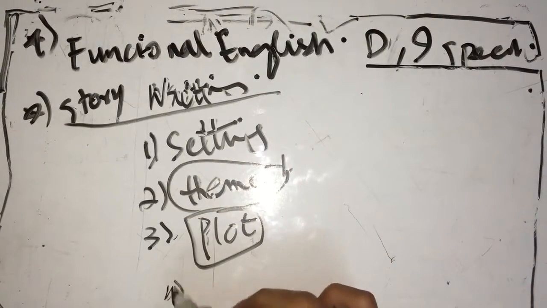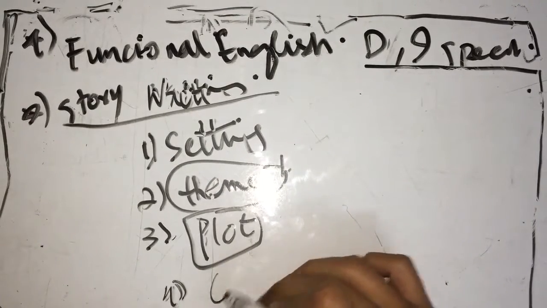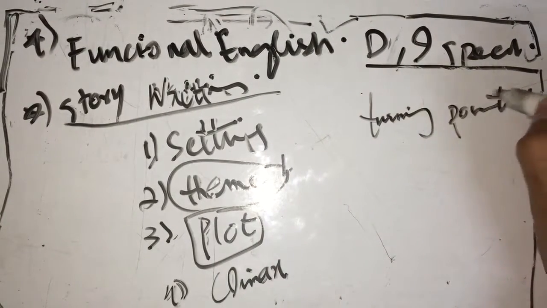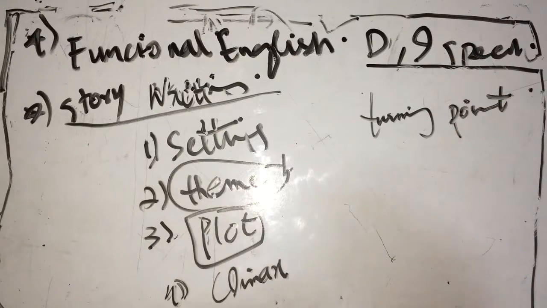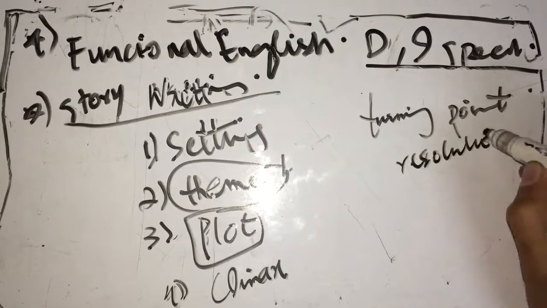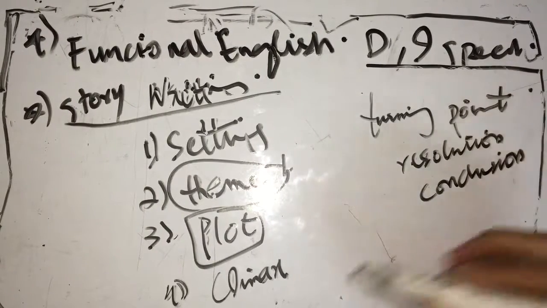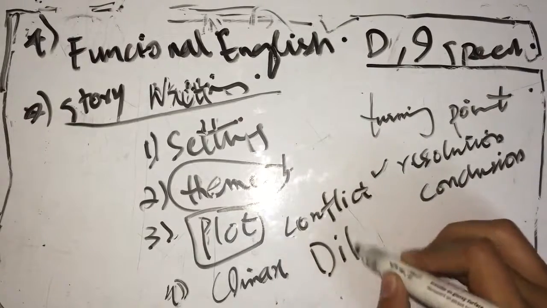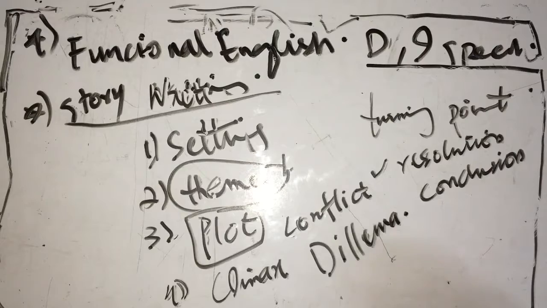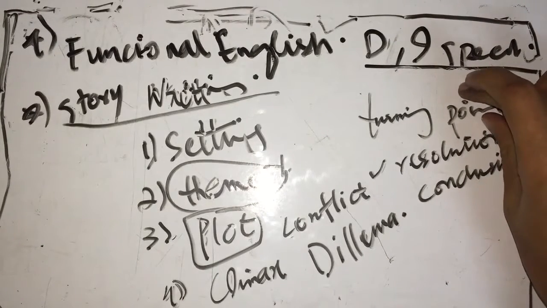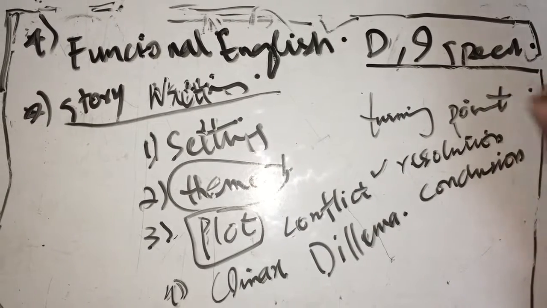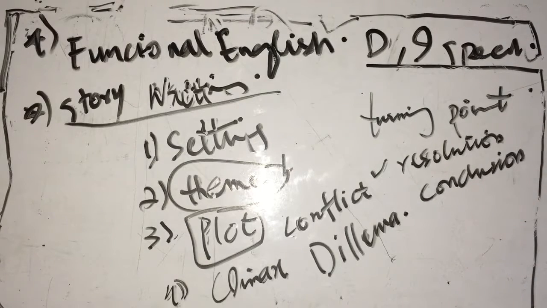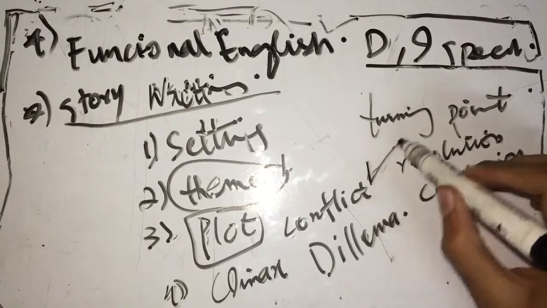Then you have setting, you have theme, you have plot, then you have climax. Climax is basically the turning point, or the most important or most interesting part of the story, which leads towards the resolution or the conclusion of the story. You can also call it the conflict, or the dilemma of the story, which is the point where the turning point comes, that leads towards the resolution, or that just gives an idea of what is going to happen.